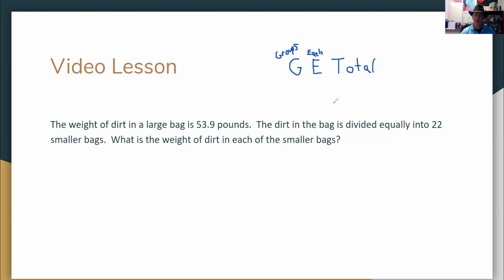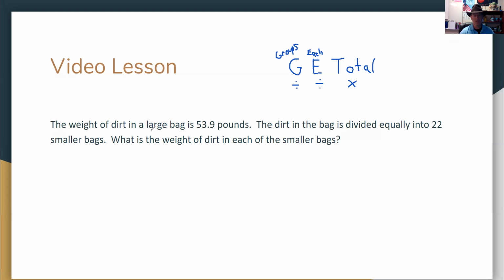So we look in our problem, and if the groups are missing, we're going to divide. If the each amount is missing, we're going to divide. And if the total is missing, we're going to multiply. So this is a great strategy when we have word problems that involve either multiplication or division. A lot of times we can determine that, oh yes, this is a multiplication or division problem, but we don't know which one. So this will help us determine exactly what to do.